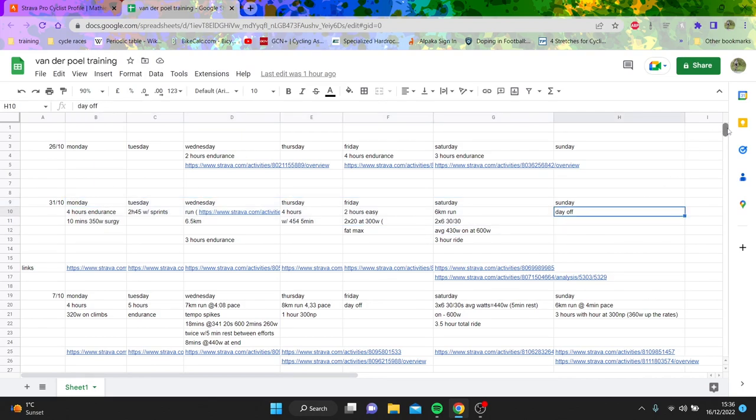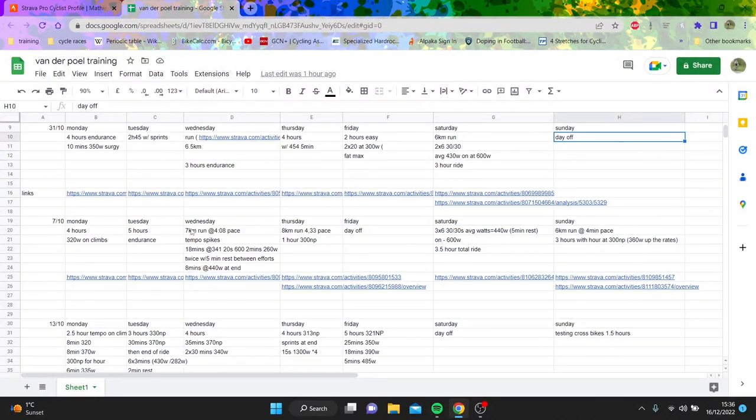Sunday, he had a day off. I don't think he likes rest day rides, or maybe doesn't upload them. But anyway, then we get into a 4-day block, which is how he seems to like to structure his training: 4 days on, 1 day off. The first day, not too hard, 4 hours, some intensity on the climbs, but that's kind of tempo for him, 320 watts. This is based on a threshold of maybe 440. It could be a little bit higher, could be a little bit lower, but probably around that.